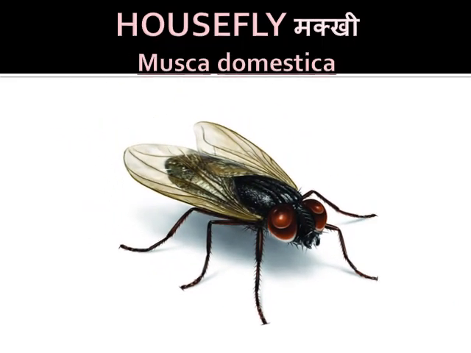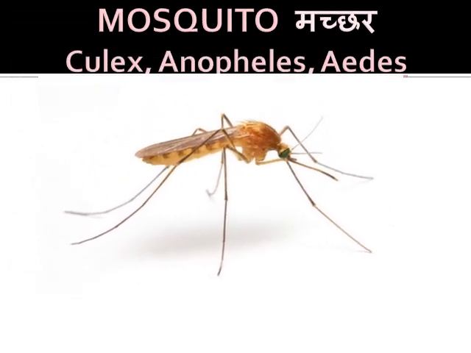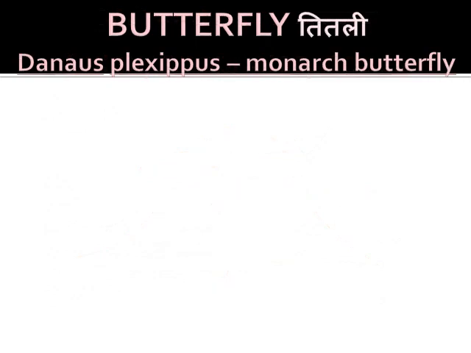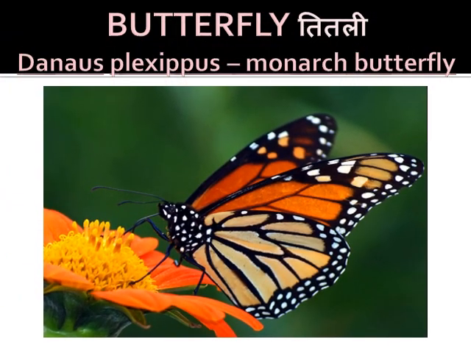Housefly, Musca domestica. Mosquito, Culex, Anopheles, and Aedes. Butterfly, Danaus plexippus, monarch butterfly. This is the scientific name of the monarch butterfly.